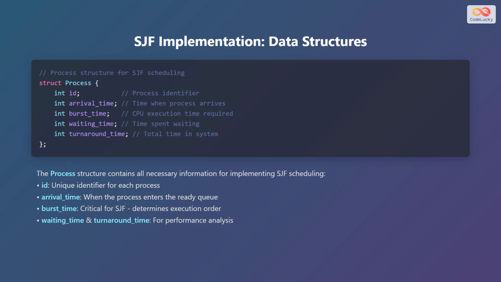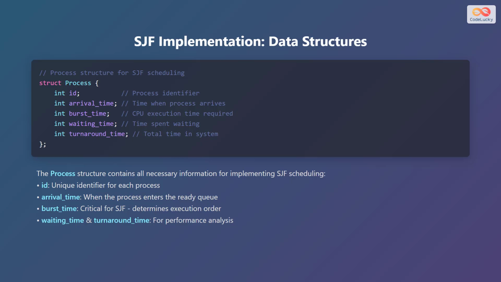To implement SJF scheduling, it is important to understand the necessary data structures. This code shows a C++ structure named process. The process structure contains all necessary information for implementing SJF scheduling, and it has several important members. The first member is ID, which is a unique identifier for each process. The second member is arrival time, which indicates when the process enters the ready queue, that is, when it becomes available for execution.